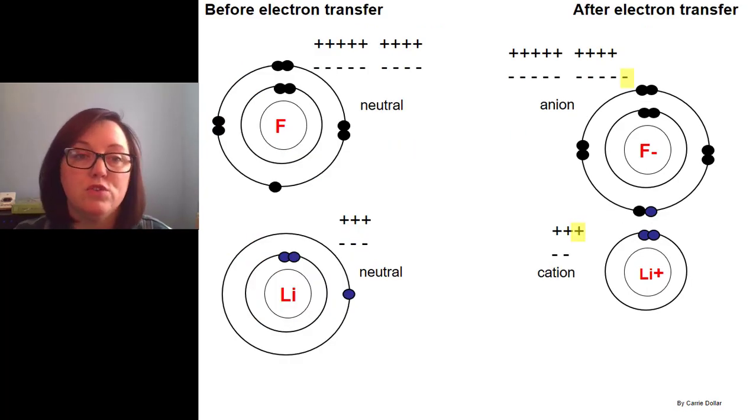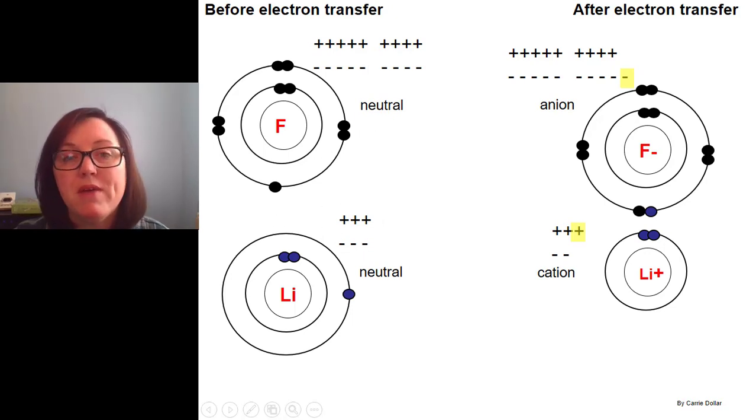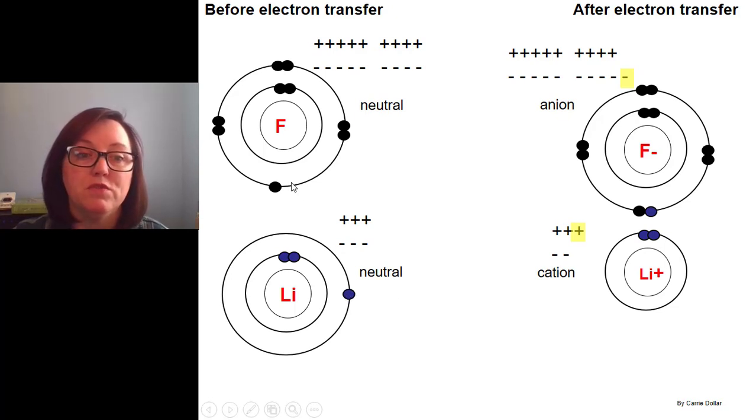So on the left-hand side of your screen, you see what the fluorine and the lithium look like before the electron transfer occurs. They're both neutral, and we can tell because they have equal numbers of protons and electrons. Right? Up here in fluorine, we have 9 protons and 9 electrons. Down here in lithium, we have 3 protons and 3 electrons. Neutral atoms. But neither of them are happy. Neither of them have a full valence shell. Right? But we can very easily fill their valence shells by donating this electron from lithium to fluorine.